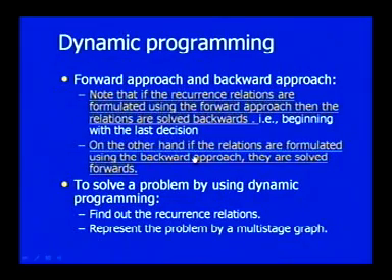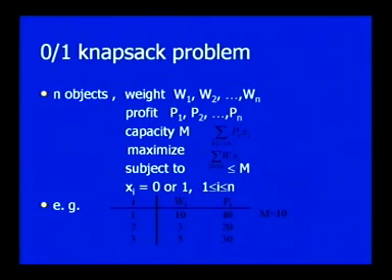So, now you can see we can use either the forward approach or backward approach. Suppose you formulate the recurrence equation in the forward approach, then the reasoning is backwards and vice versa. And similarly, if the relations are formulated using the backward approach, they are solved forwards. And we had seen that greedy approach clearly fails in this particular case. Therefore, we use dynamic programming only.